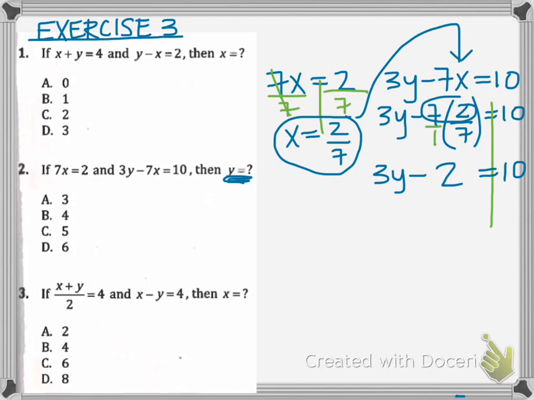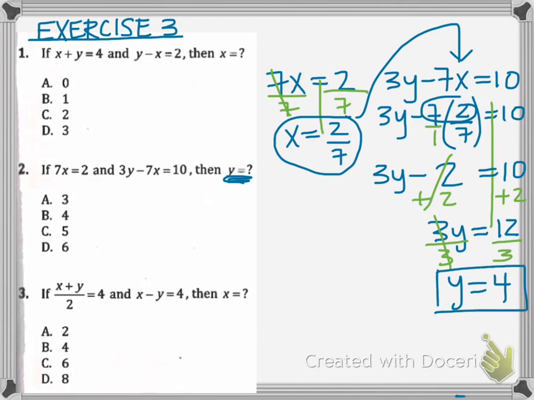Okay. Now our y's are on the left. We're going to move that minus 2 to the right by adding it to both sides. So on the left, we get 3y equals 10 plus 2 is 12. Now we're going to get rid of our 3 by dividing both sides by 3. So y equals 12 divided by 3 is 4. So our answer to number 2 is 4.